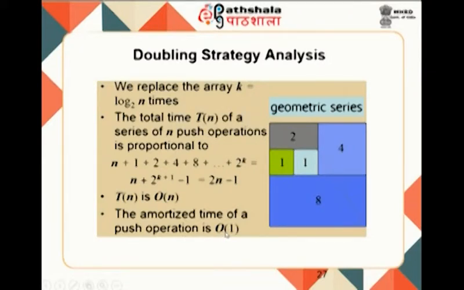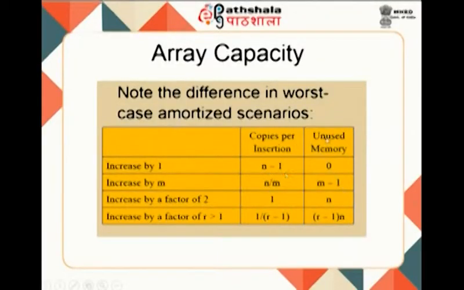So, if you do doubling, the amortized time is of the order of 1, but if you do it with the incremental strategy, the time is of the order of n. So, obviously, the doubling strategy is better. The difference in worst case amortized scenarios, just to give you an idea: if you increase it by 1, the copies per insertion is n minus 1, unused memory is 0. Increase by m minus 1, increase by a factor of 2, 1 n, and increase by a factor of r greater than 1, it will be like this.